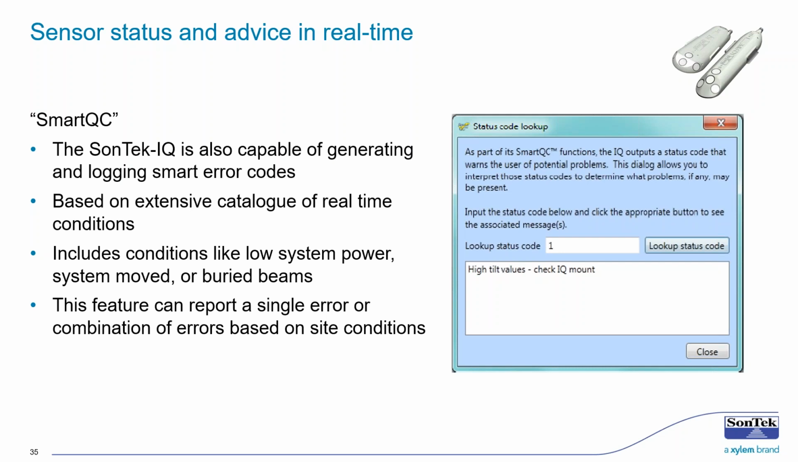If for some reason those conditions resolve themselves while the instrument is measuring, that error will be cleared. What's important, I think, with this whole idea of Smart QC is that it gives users an understanding of when an error occurred and it logs it. It can also be used as some sort of output for a SCADA or monitoring system to understand that, hey, my system's moved, or I see that my beams have become buried, or anything that might be going on. It really gives a user valuable and meaningful data for understanding what's going on out in the field.